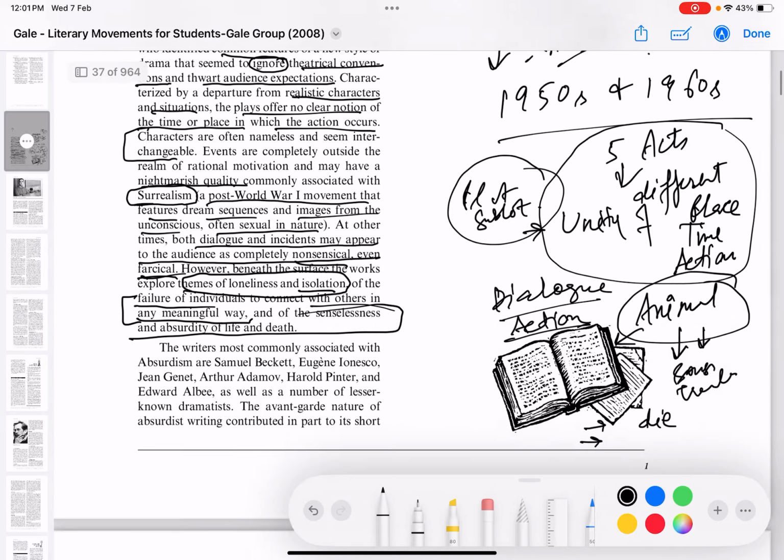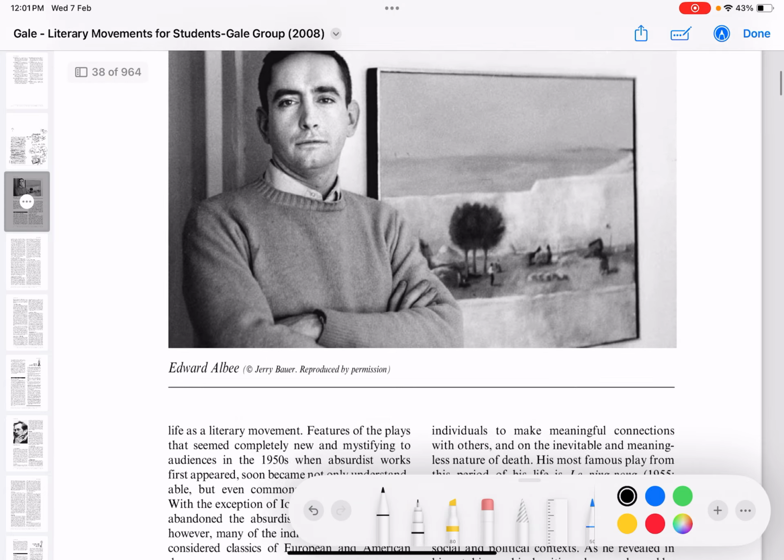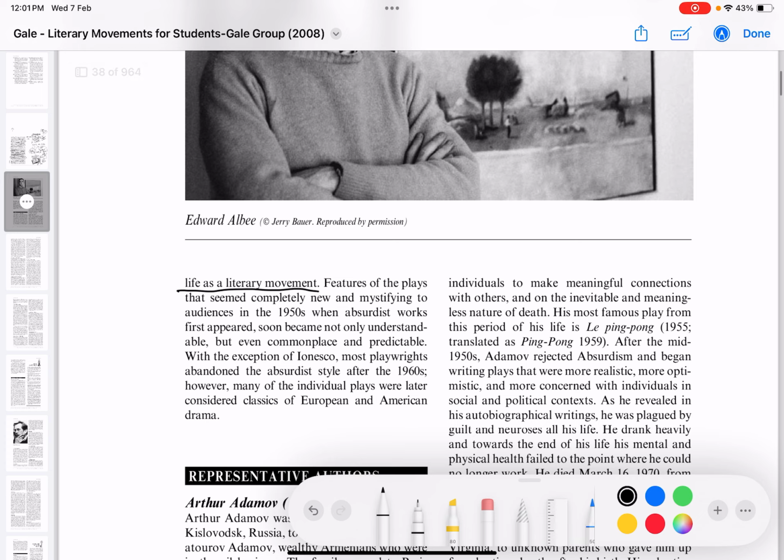Now the writers associated with this absurdism are Samuel Beckett, Eugene Ionesco, Jean Genet, Arthur Adamov, Harold Pinter, and Edward Albee, as well as a number of lesser known dramatists. So these are the famous dramatists of this genre, that is absurdism. And the avant-garde nature of absurdist writing contributed in part to its short life as a literary movement. So features of the plays that seemed completely new and mystifying to audiences in the 1950s when absurdist works first appeared soon became not only understandable but even commonplace and predictable.